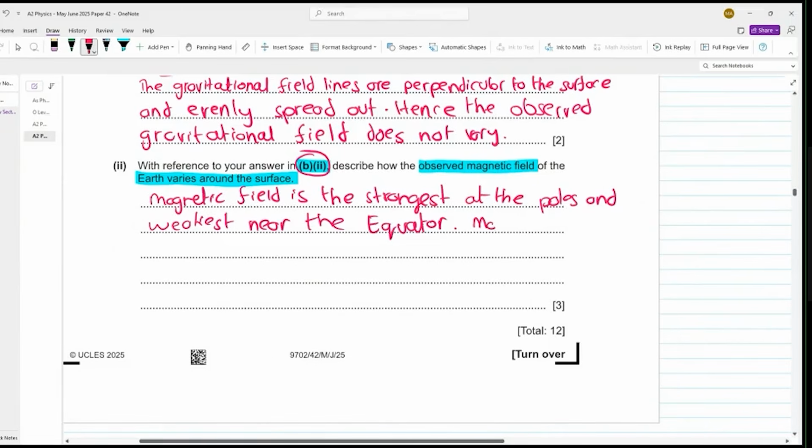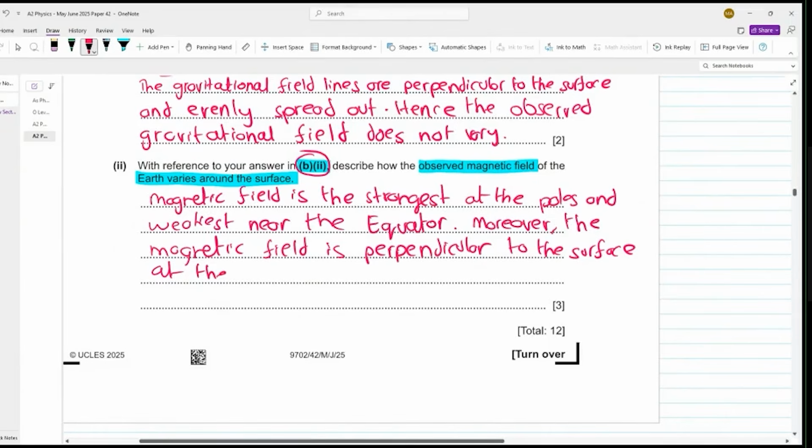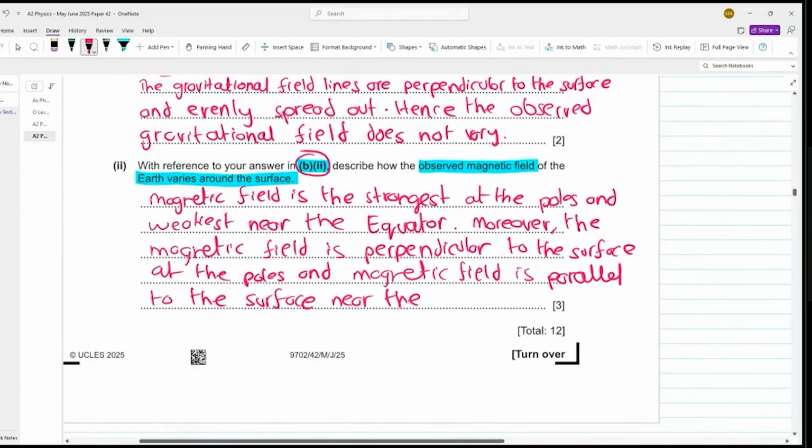Moreover, the magnetic field is perpendicular to the surface at the poles and magnetic field is parallel to the surface near the equator. ठीक हो गया. Let's move ahead.